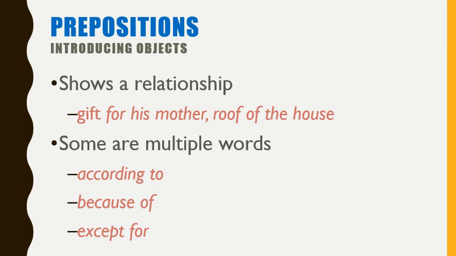And the other category is just simply introducing of objects, showing a relationship from one thing to another, such as gift for his mother. So here's the word gift. How's it related to the mother? It's a gift for the mother. And so we'll say that shows that relationship. So the preposition is here, for. We would put parentheses around it like so to show that it's a prepositional phrase.